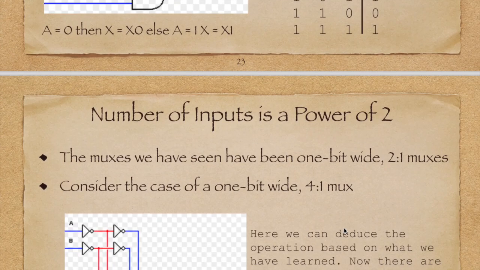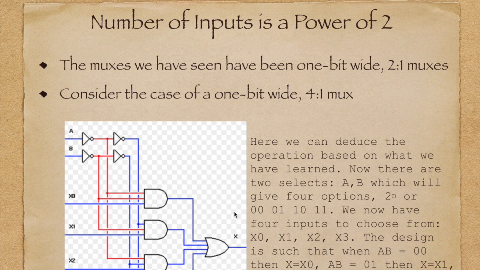So the number of inputs as far as the select is always a power of 2. The number of bits are always a power of 2. So here now we have a 4 to 1 mux, in which case we'll need 2 select bits. And the 4 patterns, of course, would be 0 0, 0 1, 1 0, 1 1, selecting different AND gates to let the patterns pass through. This is what we would call a 1-bit wide 4 to 1 mux.